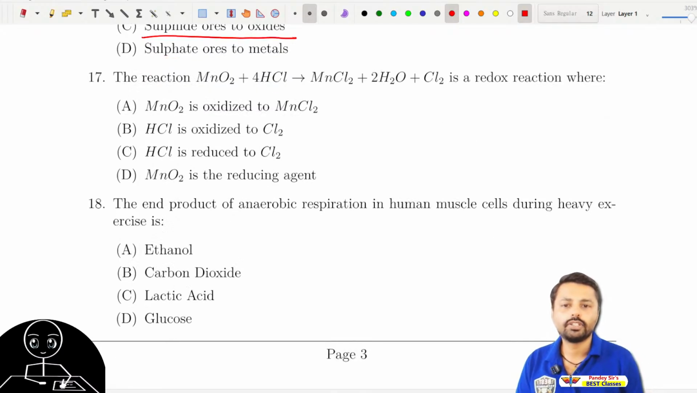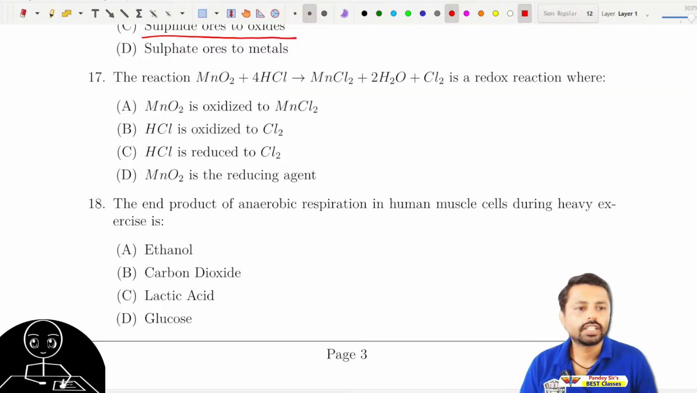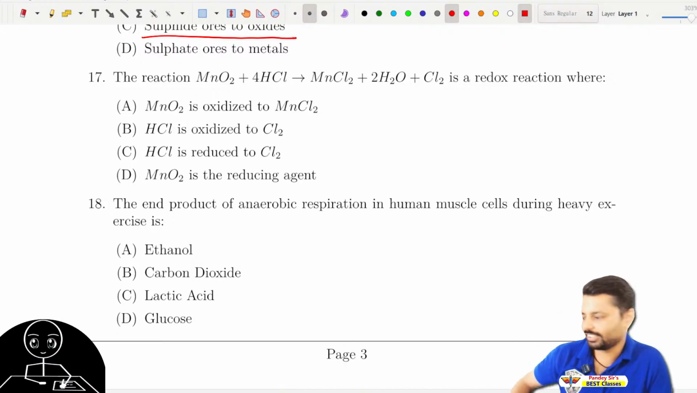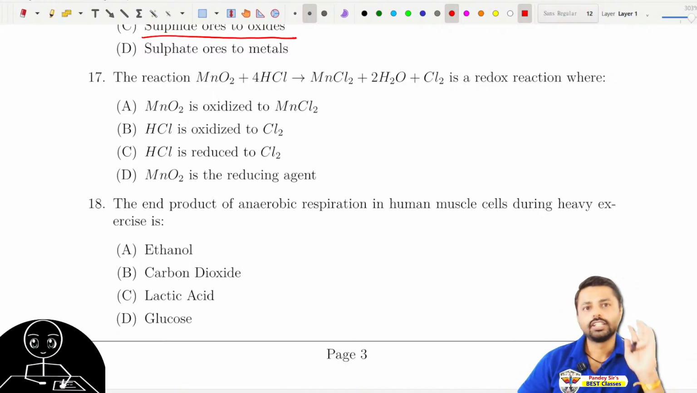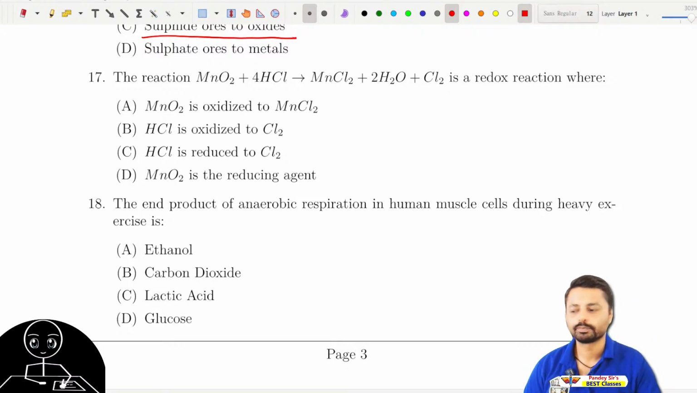The reaction MnO2 plus 4HCl, and it is a redox reaction where this is an interesting one. I'm giving you people 3 seconds. See, 3 seconds. Try till that time.